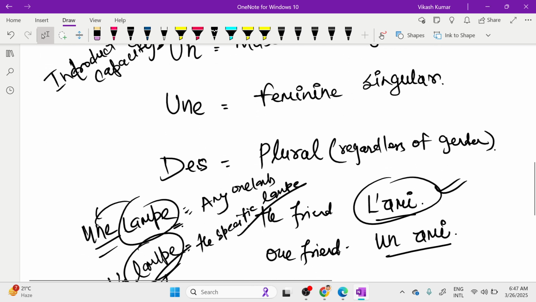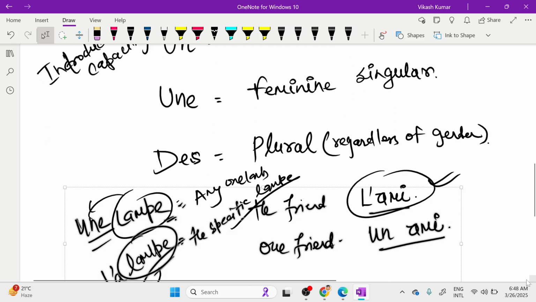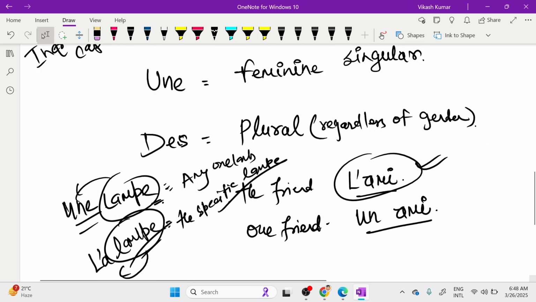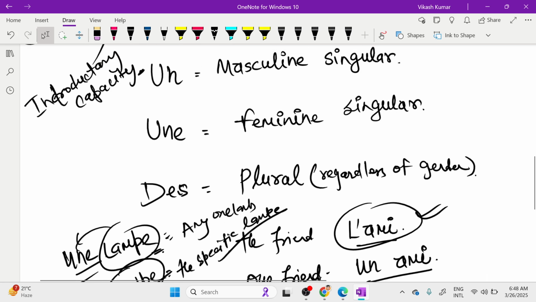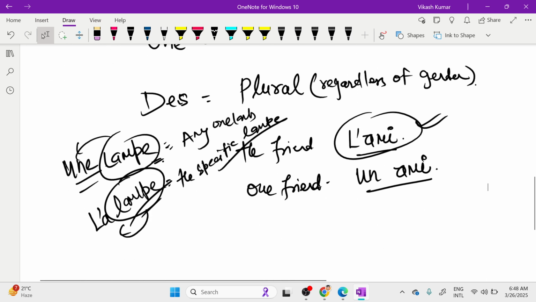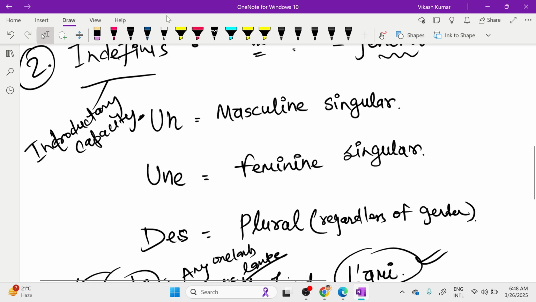And let's see a lot of examples to make it more clear. Let me add a few examples here for un, une and des, right? Basically this is number wise, a one, right? And this un is for masculine, this une is for feminine ones, and this des is for the plural ones. Let me write the sounds there.